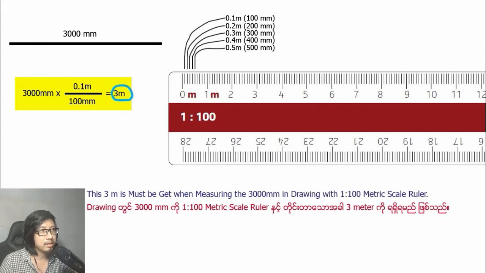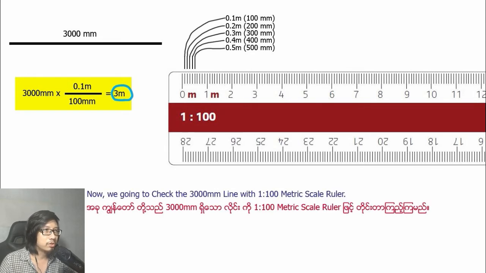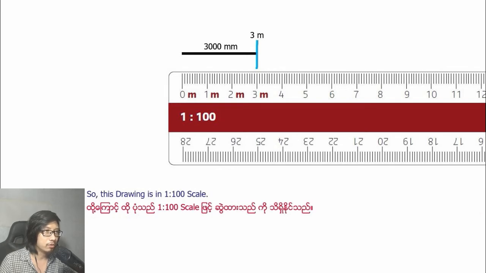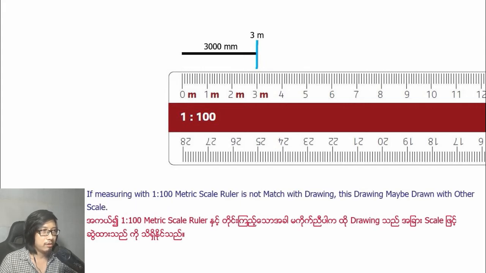This 3 meter must be obtained when measuring the 3000 millimeter in the drawing with the 1 to 100 metric scale ruler. Now we are going to check the 3000 millimeter line with the 1 to 100 metric scale ruler. We see the 3000 millimeter line in the drawing is 3 meter length on the 1 to 100 metric scale ruler. So this drawing is in 1 to 100 scale. If measuring with the 1 to 100 metric scale ruler does not match the drawing, this drawing may be drawn with another scale.